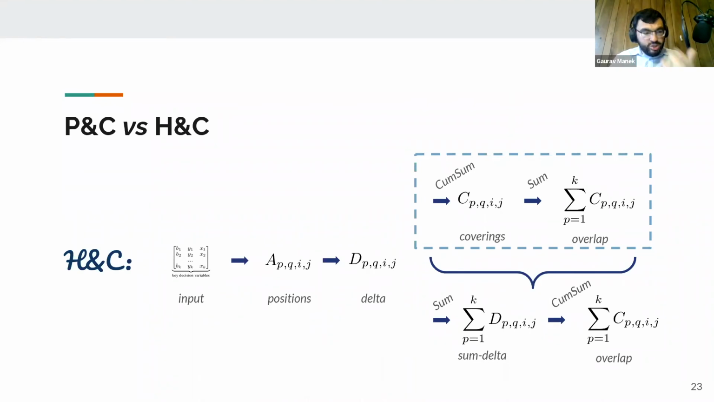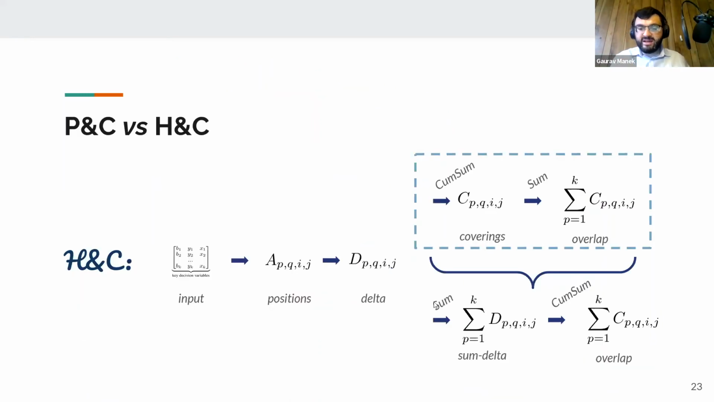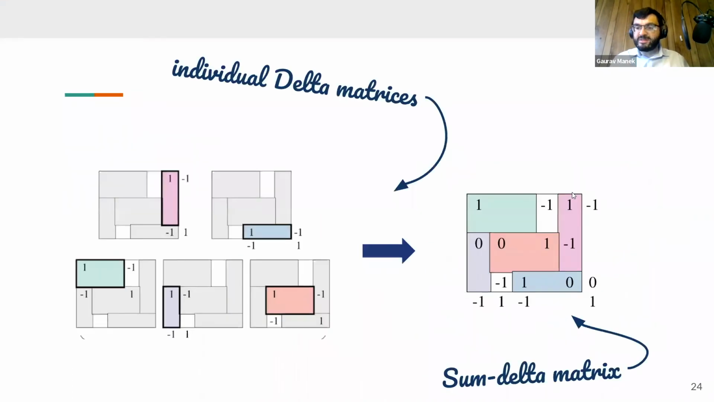The intuition behind why this method works is what I'm trying to present over here. The intuition is that if you take these individual delta matrices, you can take the sum of these matrices to get the sum delta matrix and then perform the cumulative sum over that. You can do either first sum, then cumulative sum, or first cumulative sum and then sum. And your output at the end of both of these will be the same. That's the intuition I'm going to present over here.